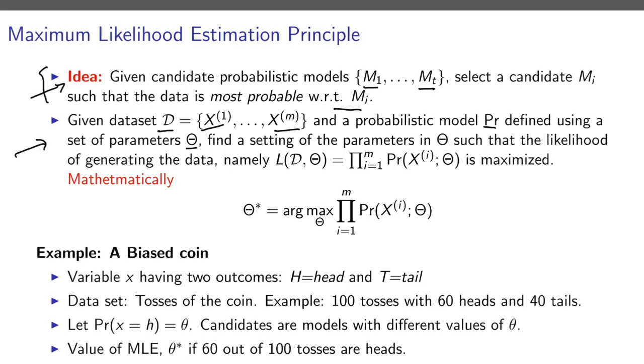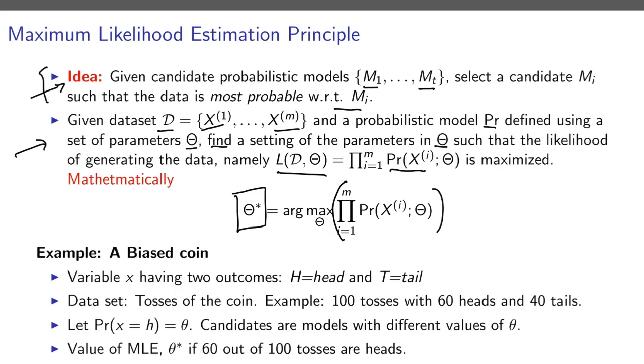In MLE, what you're trying to do is find a setting of the parameters in theta such that the likelihood of generating the data, which is given by this quantity, the product of the probability of generating each data point according to the given theta, is maximized. Mathematically, you want to find a setting of the parameters, let's say called theta star, such that this likelihood quantity is maximized. So what is the likelihood?